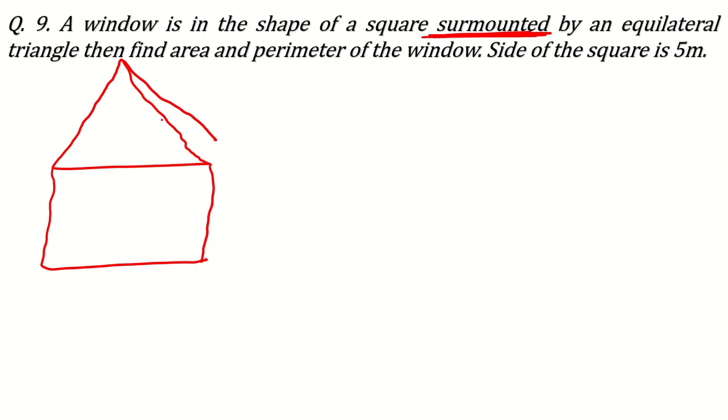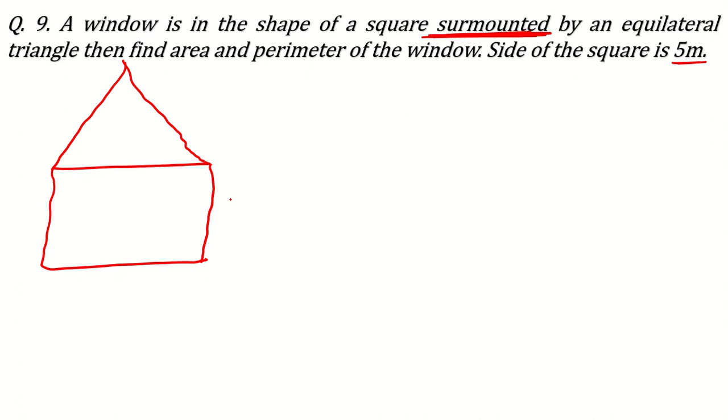Like this. Okay, so the base of the triangle and the side are both the same. So this is x, and this is also x here, everything is x. Now find the area and the perimeter of the window. Side of the square is 5 meter. So in place of x, I will write 5 here.